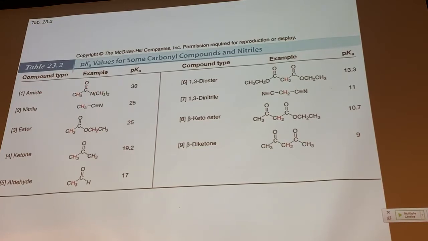pKa of the ester is 25. We already went over that on the board. We see here the pKa of the amide is 30. Why is the amide less acidic than the ester?